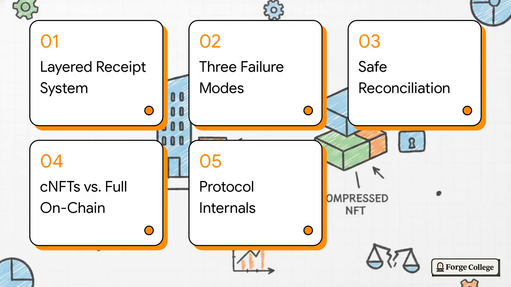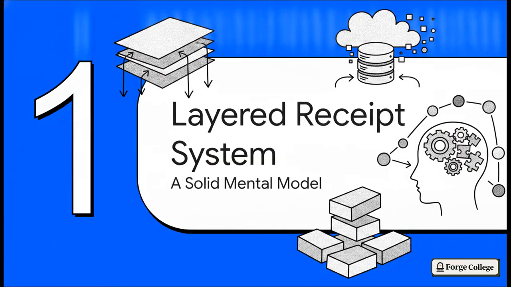Here's our blueprint for today. First, the layered receipt system. Second, 3 critical failure modes. Third, safe reconciliation workflows. Fourth, comparing compressed NFTs to full on-chain assets. And finally, preparing for protocol internals. Let's jump in. All right, section 1, the layered receipt system.